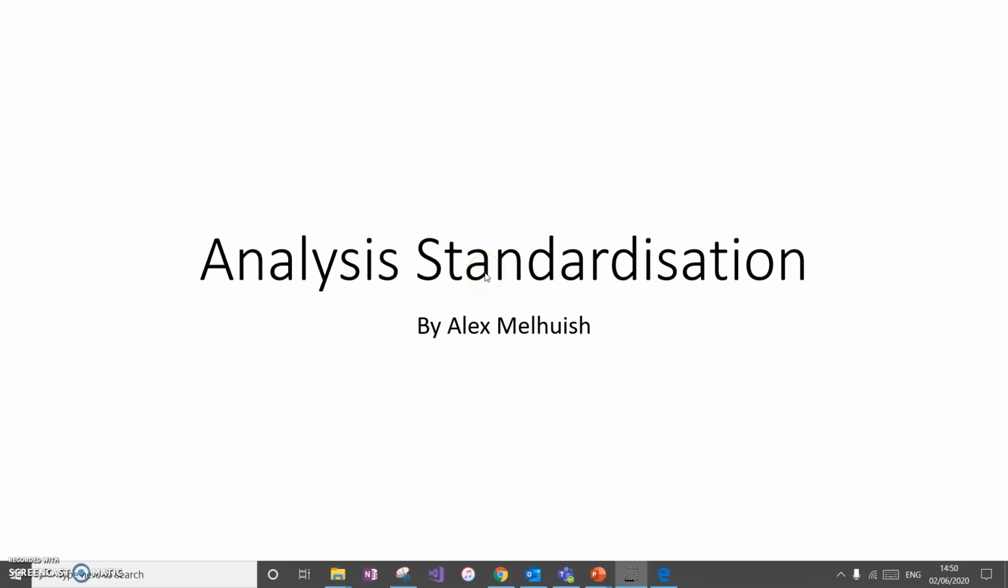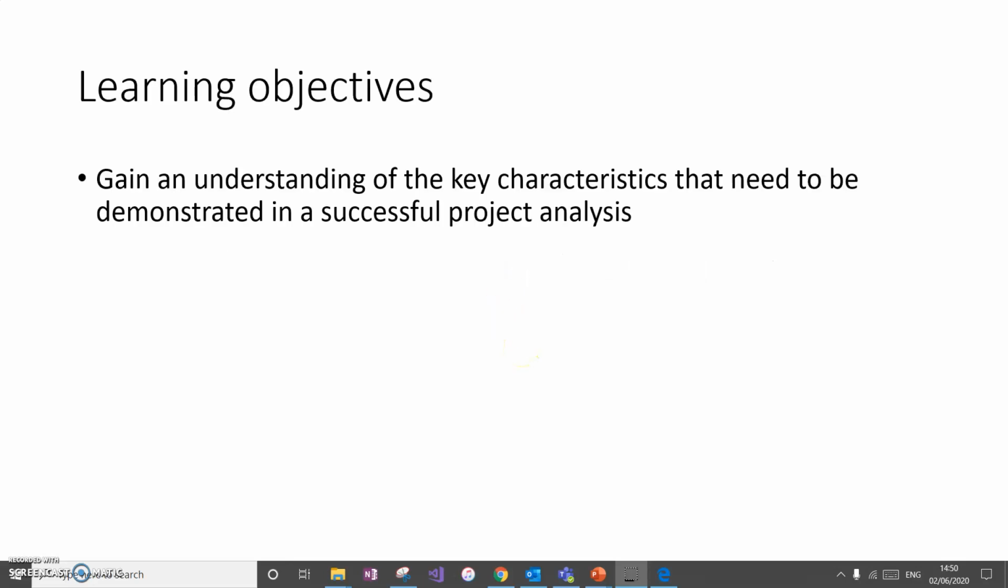Right, the aim of this lesson then is to look into, in quite a bit of depth, what you're going to be expected to do in the analysis stage of your project. Okay, so the objectives of this session are to gain an understanding of the key characteristics that need to be demonstrated in a good project analysis.